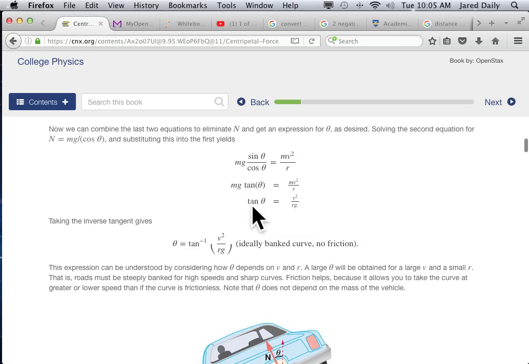So this equation has a lot of things in it. It has the angle of the bank, the speed, the ideal speed for going around it, and the radius. So if you know any two of those things, you can calculate the third one for an ideal turn, right?